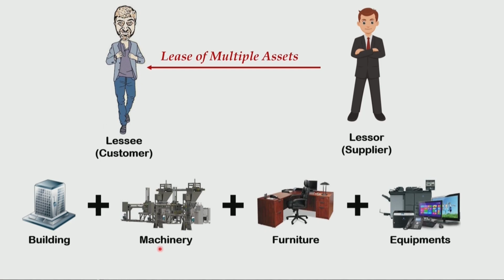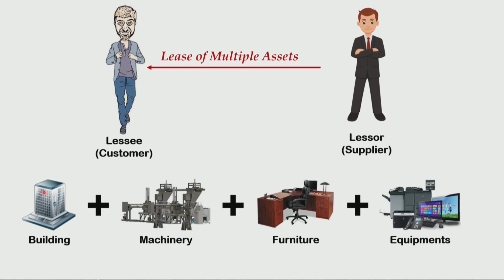So once again I repeat, if there is individual independent use of these assets possible, then each asset will be accounted for separately as a separate lease component. That means then there will be 4 lease accounting even though there is a single lease contract.